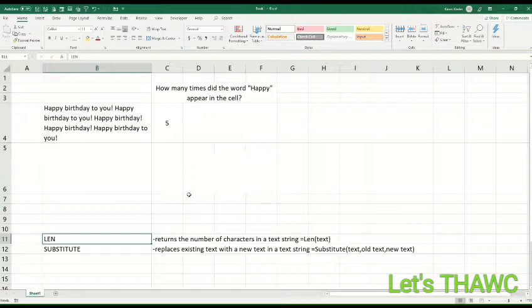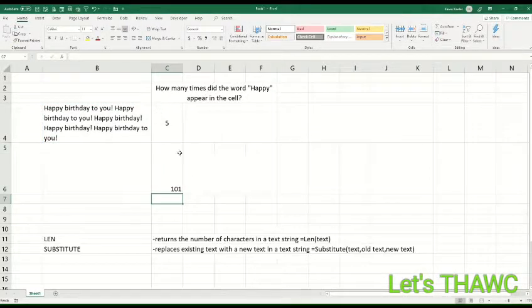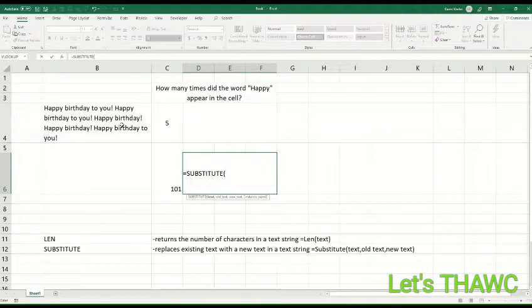Before we go on and use that formula, let me just teach you how LEN and SUBSTITUTE are used. Here I will just put in equals LEN and then the cell reference, and there we would see 101. That means that there are 101 characters in this particular cell. Now, how do we use SUBSTITUTE? I'll just type in SUBSTITUTE and then use the cell that I want to look into, which is this one, B4.